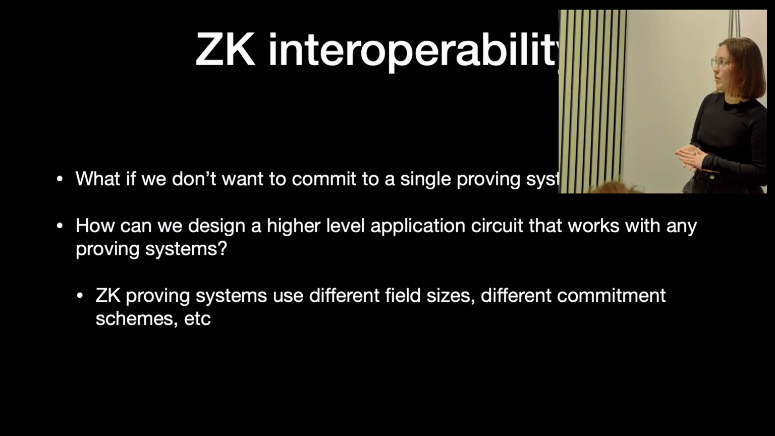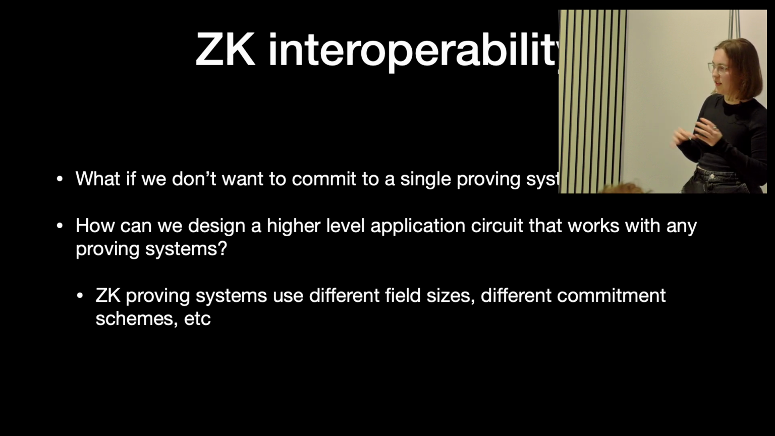What if we don't want to commit to a single proving system? Yes, BN might be cool, but what if we want more? What if we want to use Groth16, for example? Could be, right? We want to write applications as circuits, but at the same time, we don't want to specify the field size and the commitment schemes we use. We want them to adapt to what we're building. And this does not really exist right now.